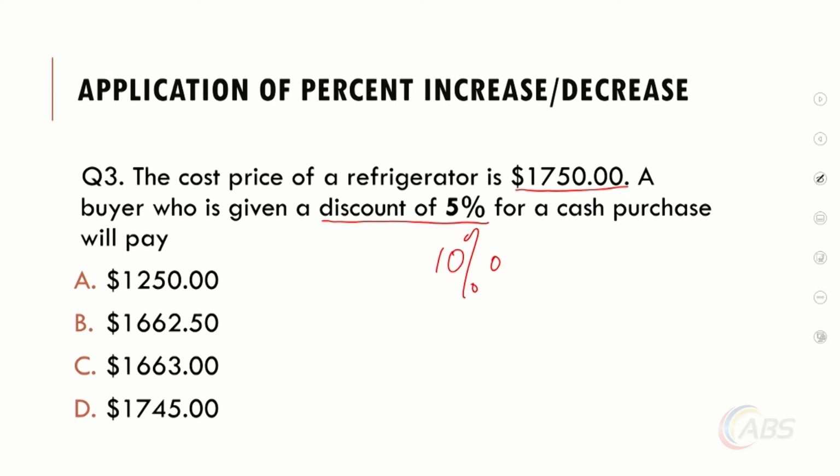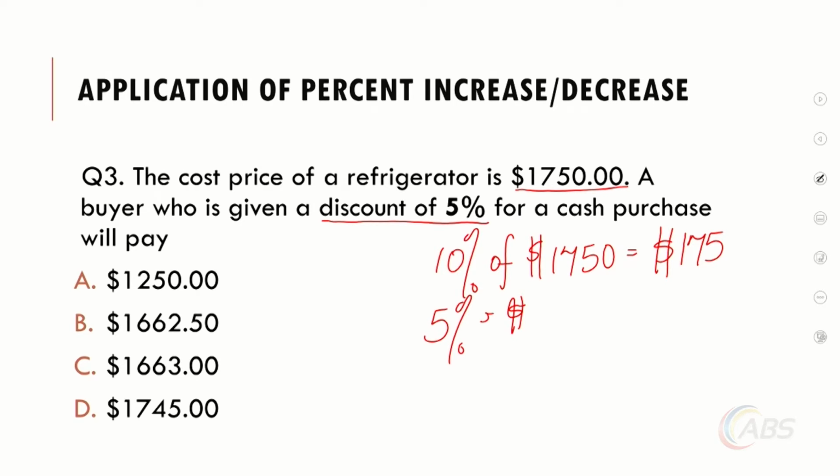10% of 1,750, that is, of course, 175. Okay, so in relationship, 5% is half of 10%, and so 5% would be 175 divided by 2. And half of 175 is 87.50.